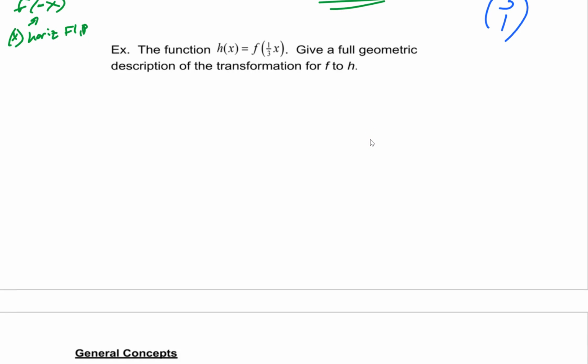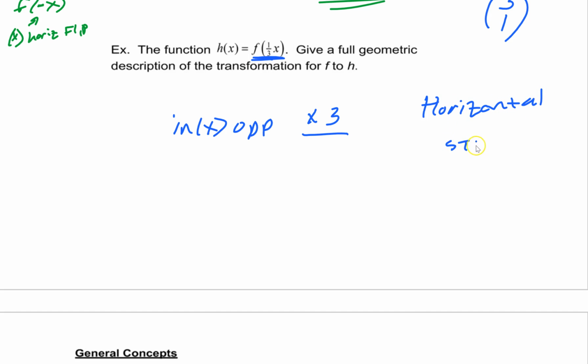The function f of 1/3 x, give a full geometric description, right? So what's happening here? Inside x opposite. So now you're dividing by 3, but the opposite of that would be multiplying by 3, right? Multiply by 1/3, what's the opposite? Multiply by 3. So you just say this is a horizontal stretch of 3 units. And there you go, done. That's all it is.